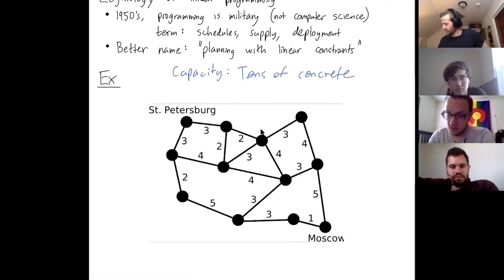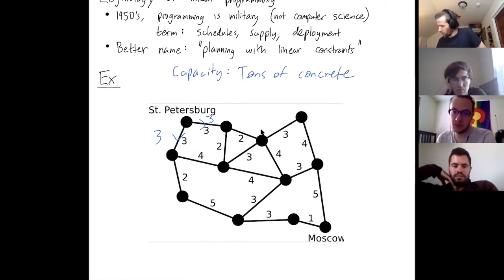All right, let's try to realize a flow of 6 tons of concrete. So maybe I'll have 3 tons coming out of St. Petersburg along both paths. The arrow is supposed to label the direction of the flow, and the number is supposed to indicate the amount. Leaving this next city right here, I can't have 4 tons leaving because I only have 3 coming in. So let's do the following. Why don't we put 2 of the tons coming in along the bottom route and the remaining 1 ton along this intermediate middle route.